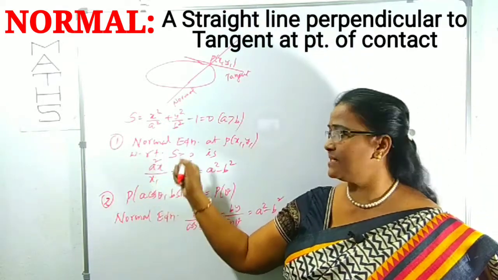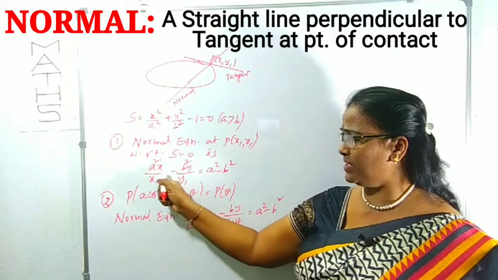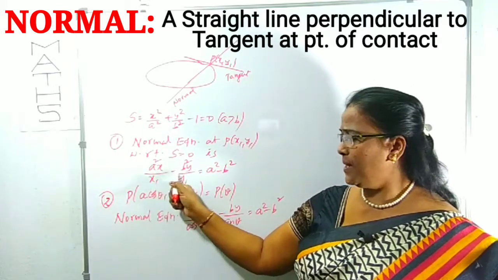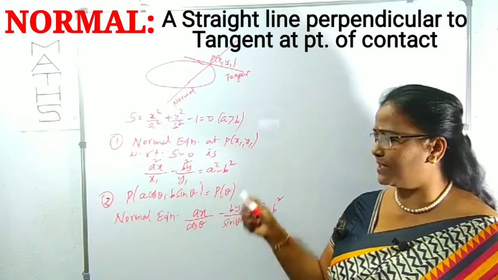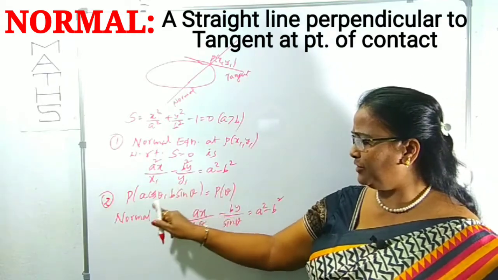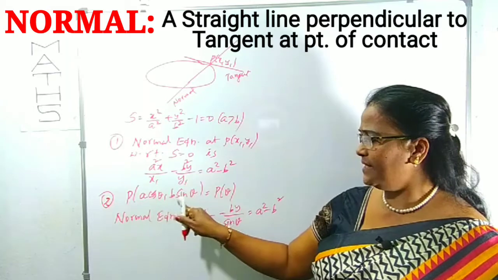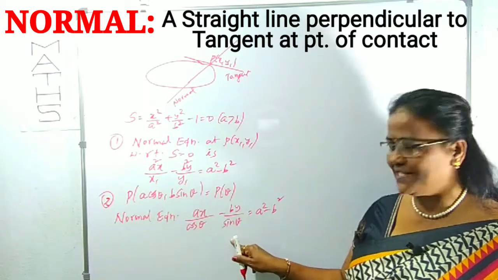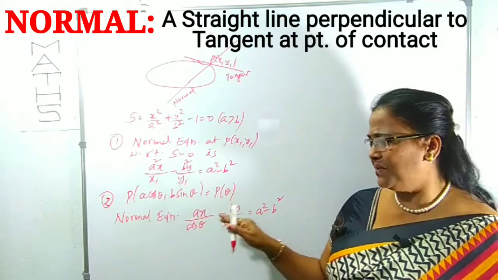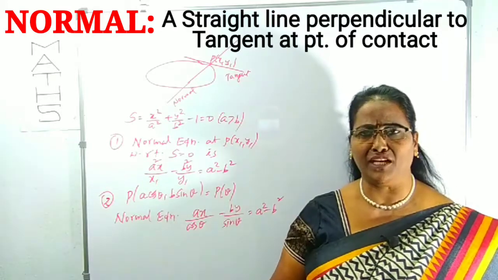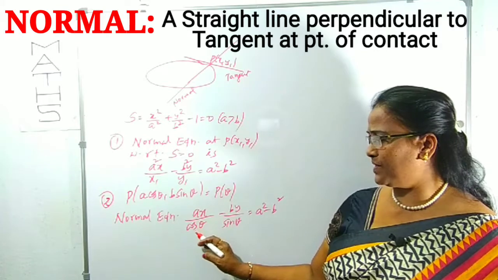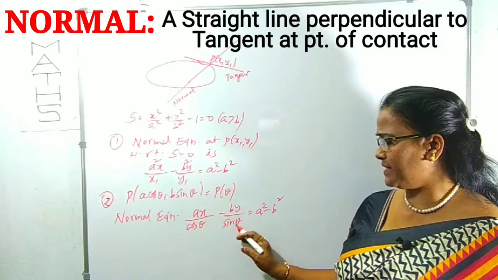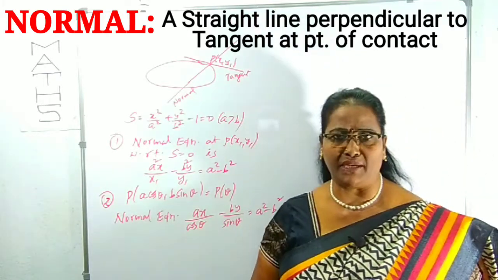In this case, the equation of normal at x1, y1 is a square x by x1 minus b square y by y1 is equals to a square minus b square. In place of x1, y1, if you replace a cos theta and b sin theta, we can reduce this equation. Clear? Simply remember that the equation of normal at the parametric point theta is ax by cos theta minus by sin theta is equals to a square minus b square.